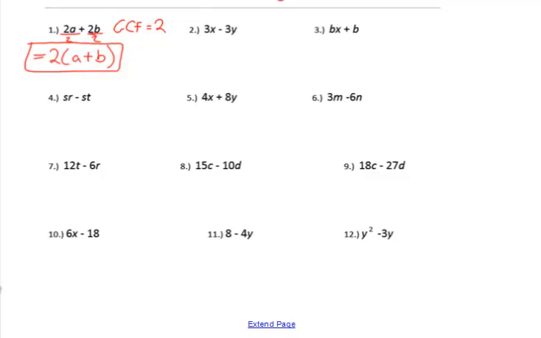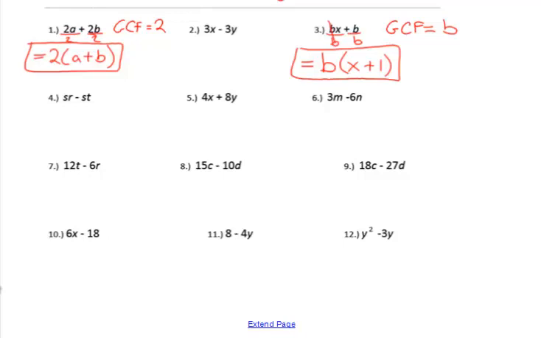I'm going to skip number 2 and go to number 3. In number 3, the coefficients are 1. Do we have a common variable? We do, and that's b. So our GCF is b. So this is going to equal b times the quantity, and you divide both of those by b. The first one becomes x, plus b divided by b is 1. So don't forget that 1. Oftentimes you'll see people drop that out.